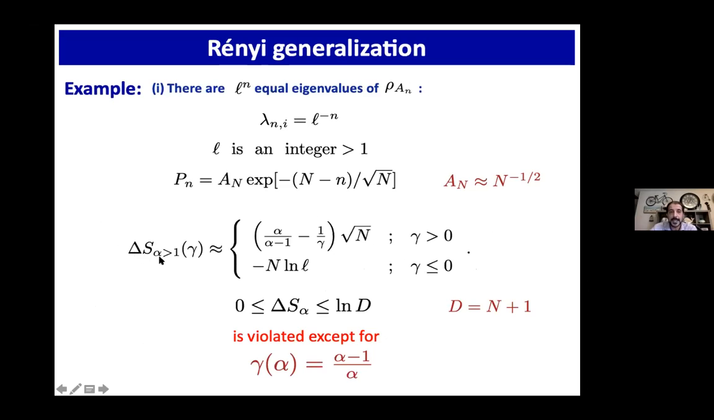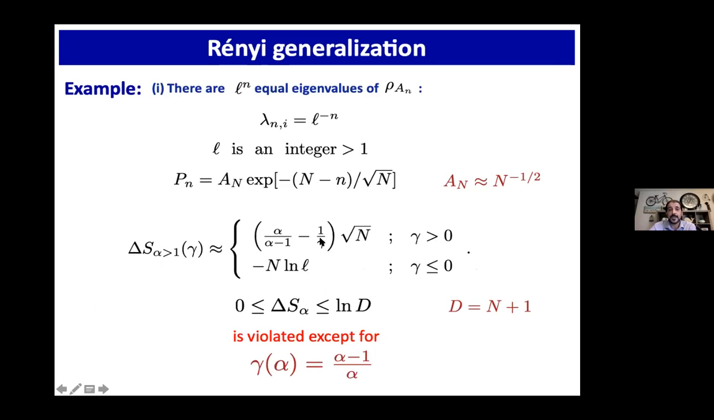So the delta S alpha then for gamma less or equal 0 is negative, which means that gamma cannot be less or equal 0. For gamma greater than 0, it gives us that formula here. But of course, we can see that if 1 over gamma is less than alpha over alpha minus 1, we end up with a negative difference.